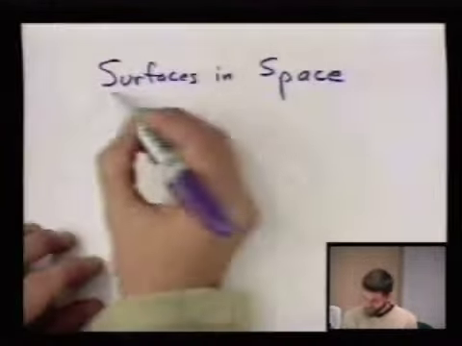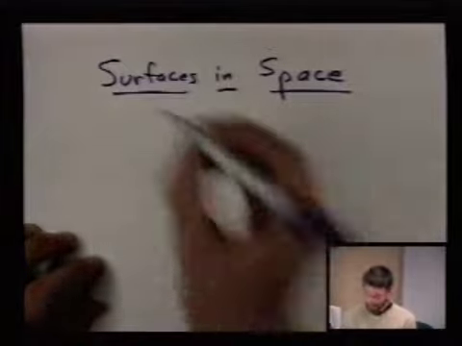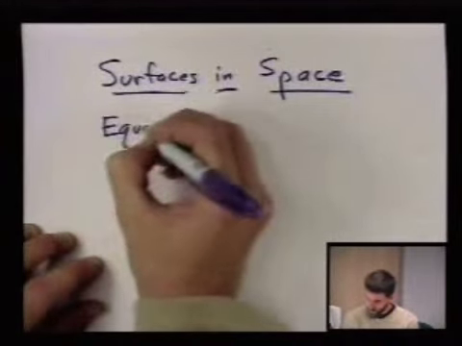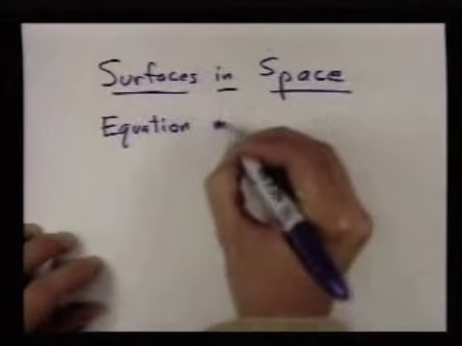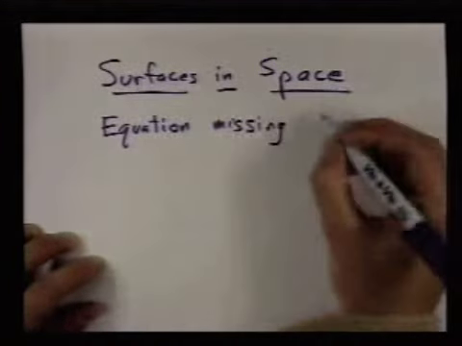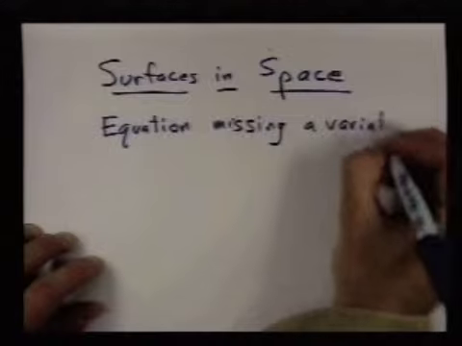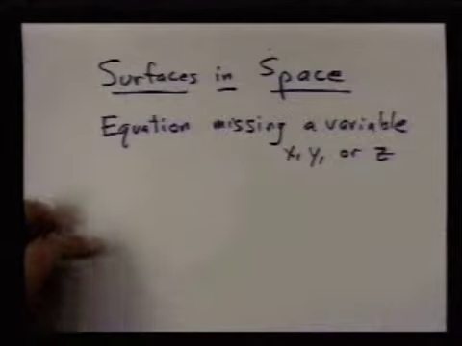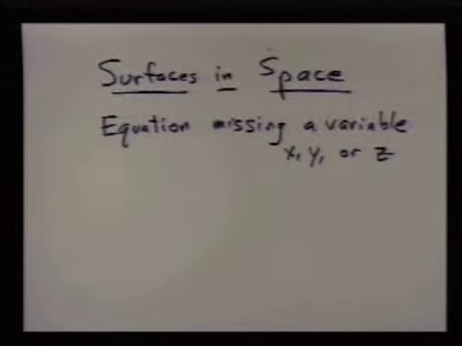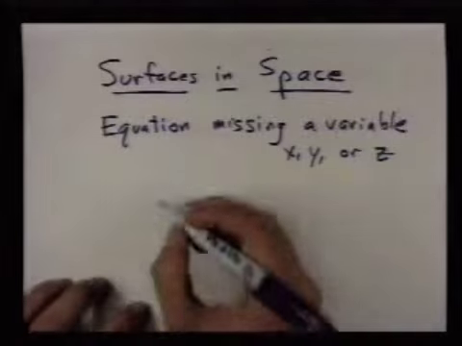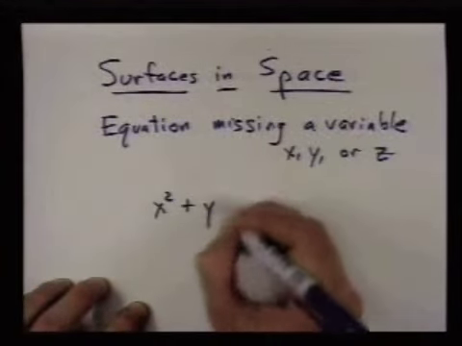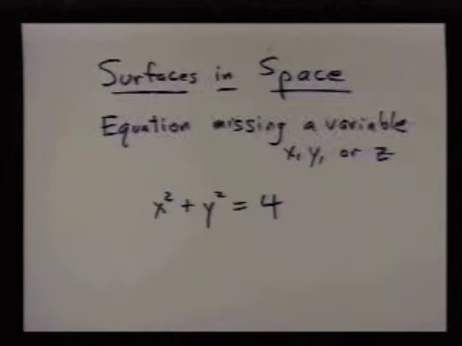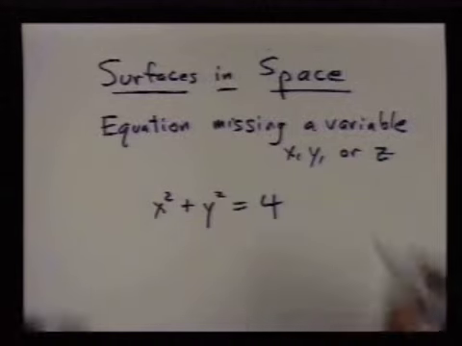So let's start with the very simplest thing, which is an equation missing a variable. So what I mean by an equation that doesn't have one of the variables in it, take for example x squared plus y squared equals 4. Well, if we weren't thinking about things in three dimensions, we would just think of this as a circle of radius 2.